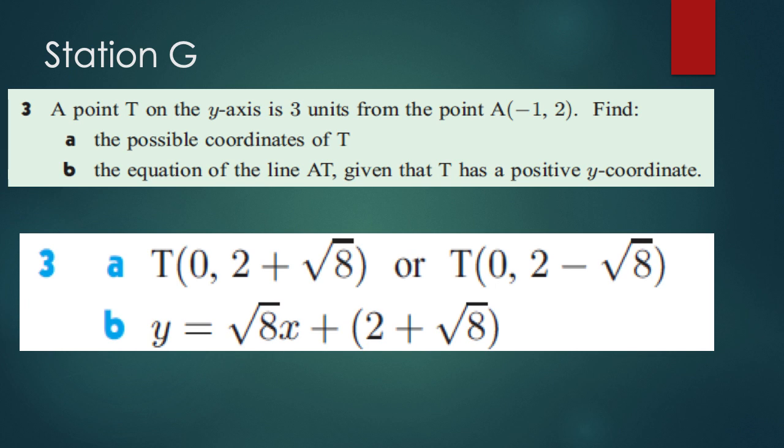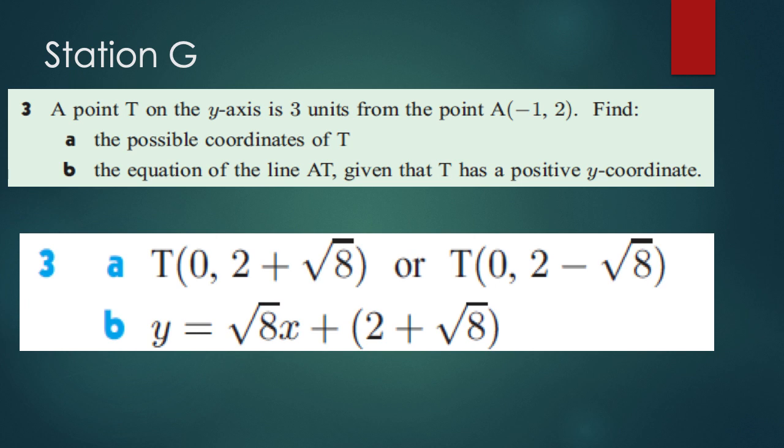Now, a point T on the y-axis is 3 units from the point (-1, 2). Find the possible coordinates of T and the equation of the line AT given that T has a positive y coordinate. So this one was a little bit tricky. When you look at this one, the point T is on the y-axis and is 3 units from that point.